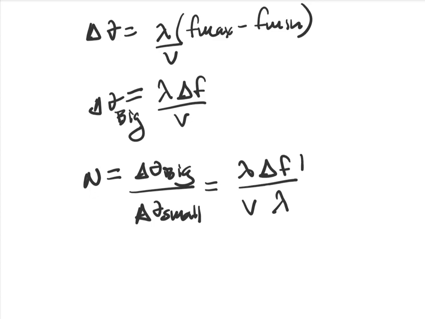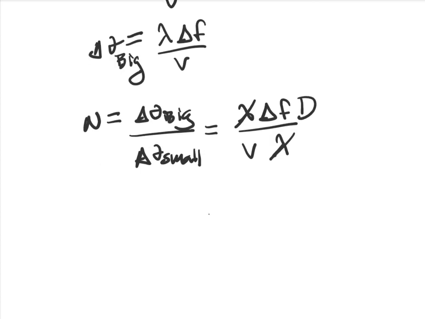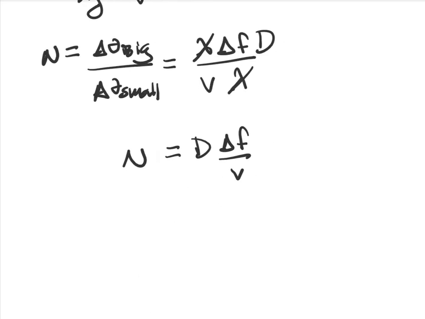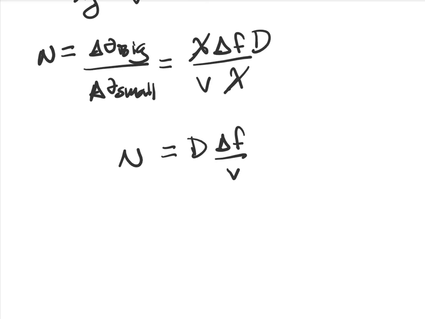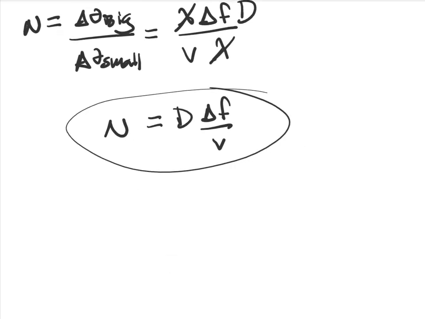And then the beam divergence is lambda over d. The lambdas cancel out. You get n equals d, that's the illuminated aperture of the AOM, times the bandwidth of the AOM over the velocity of the sound in the AOM.